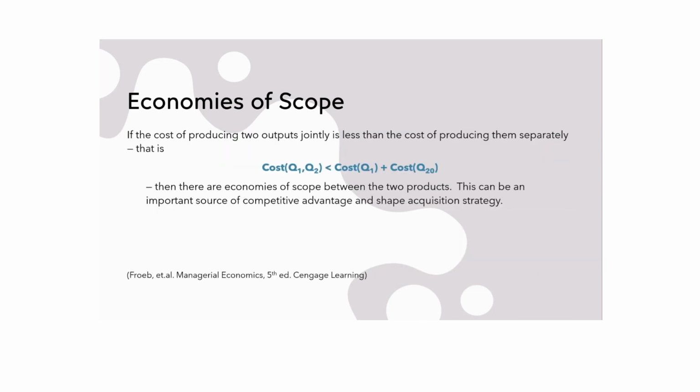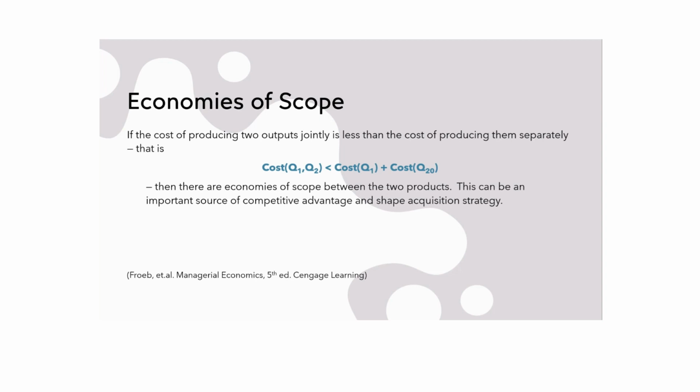Mathematically, it could be expressed, no? The economies of scope can be expressed like the cost of producing two outputs jointly, like cost of Q sub 1 and Q sub 2, is lesser than the cost of Q sub 1 plus cost of Q sub 2. So that's the mathematical expression for the economies of scope. Okay, so that's the bottom line.